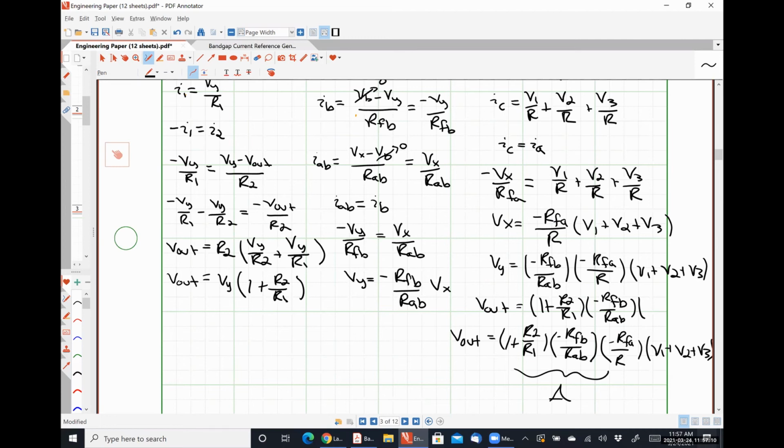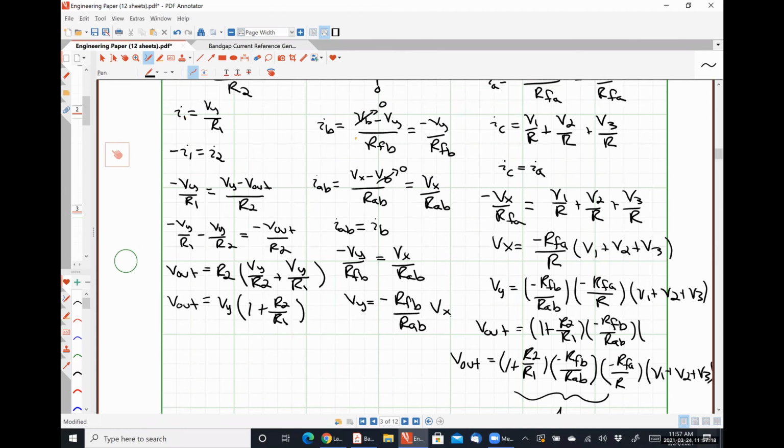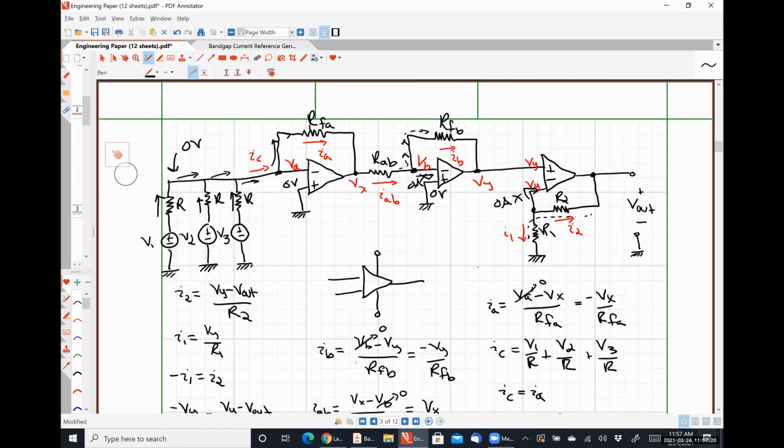Now that was hard and long, and so let's do it the easier way without so much algebra. So going back up to our circuit, let's start identifying things. I'm gonna do this in purple.